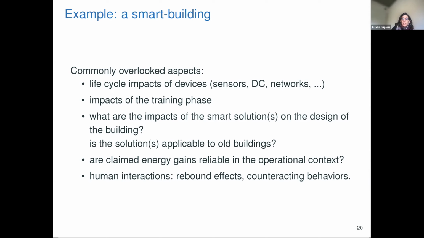Are claimed energy gains reliable in the operational context or just in a laboratory context? And human interactions, do we look at rebound effects or counteracting behaviors? For instance, if you insulate a building more, it has been shown that people have a tendency to increase the heat to have even more comfort. So do we take this human behavior into account when we deploy our solutions?